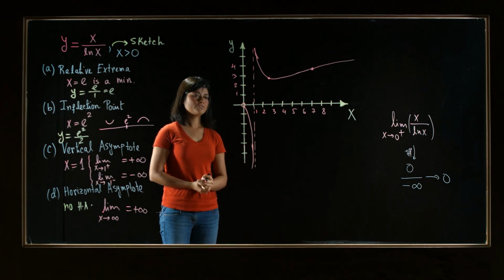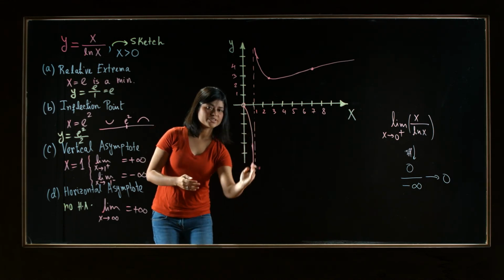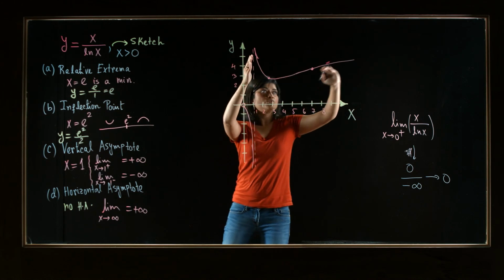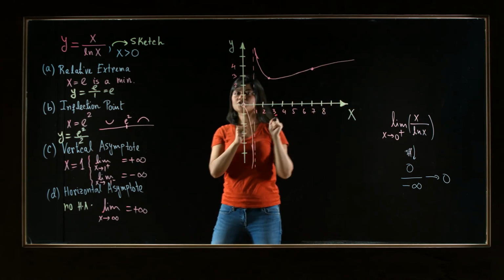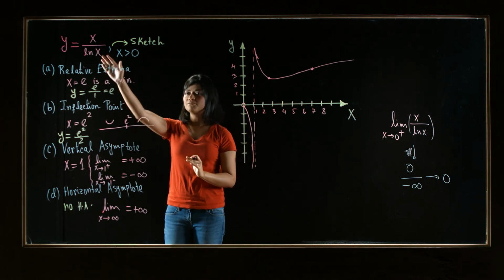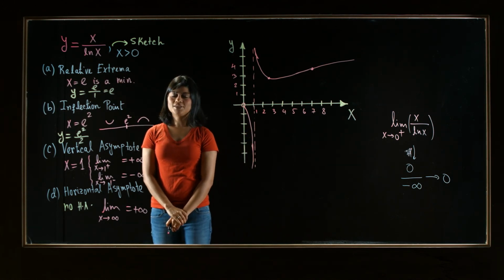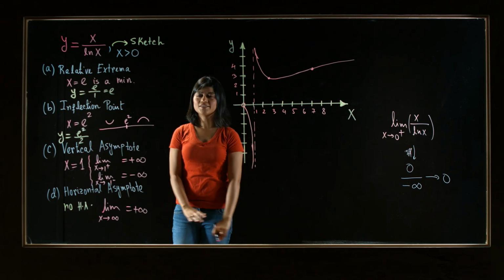So that's how the function behaves. It's going towards negative infinity here. It's going towards infinity, but concave down, has a minima, and it has an inflection point. That's a rough sketch of the function y equals x over natural log of x. That solves this entire problem.